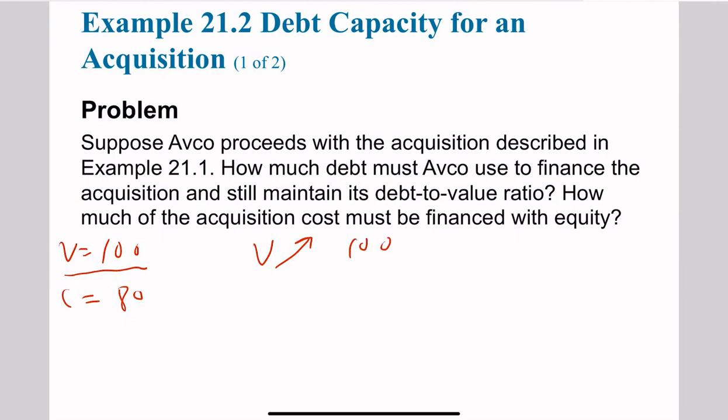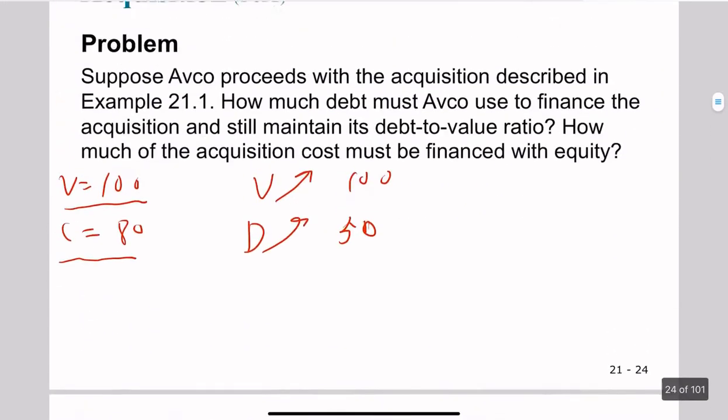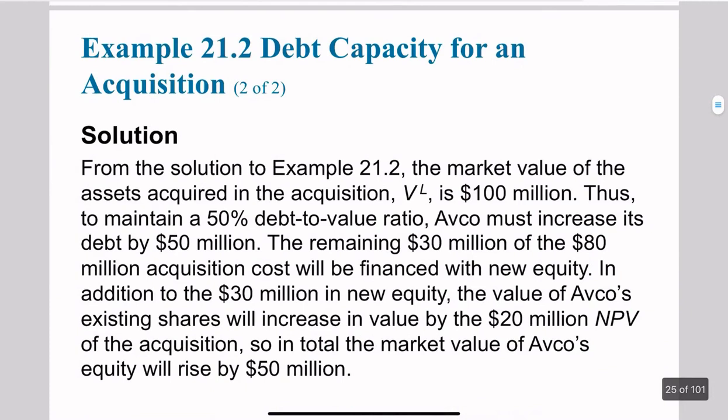And we know that the firm wants to maintain a debt to value ratio of 50%. So this implies it will have to use a debt of $50 million, right? And the cost of the project is $80 million. This means the firm will need to finance its acquisition with $30 million of equity, right? So now you can see that the answer is it will use $30 million of equity, and it will increase its debt by $50 million.